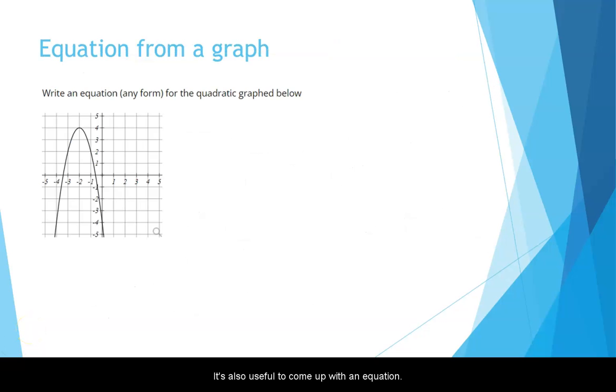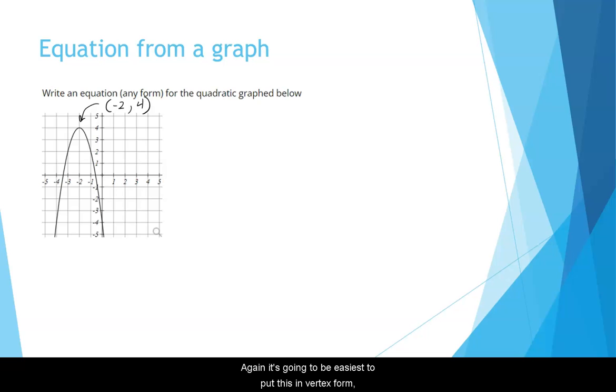It's also useful to come up with an equation from a graph. So this is a graph of a parabola. I can see what the vertex is. The vertex right up here is at the point -2, 4. And we want to write an equation for that quadratic. Notice we're not given the a value directly.